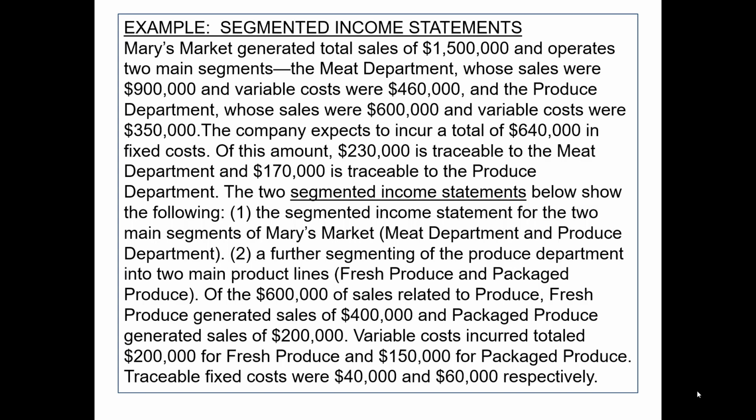Of the $600,000 of sales related to produce, fresh produce generated sales of $400,000 and packaged produce generated sales of $200,000. Variable cost incurred totaled $200,000 for fresh produce and $150,000 for packaged produce. Traceable fixed costs were $40,000 and $60,000 respectively.